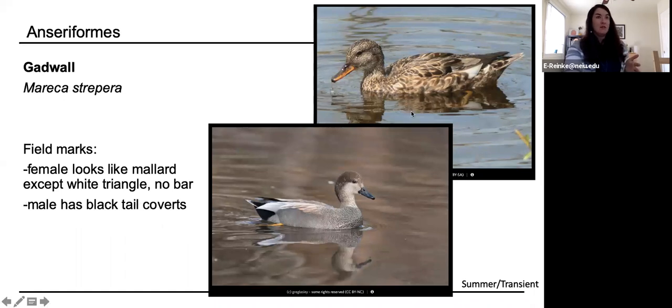Again, the female looks like the mallard, but you can use kind of this white triangle on the wing. This is what the bird guides say. I feel like I've seen mallards with this too, and so it gets a little bit confusing. But primarily learn to ID the male, which has these dark black tail feathers, and isn't quite the same brown mottling throughout. These are also summer and transient, so they're moving south right now.